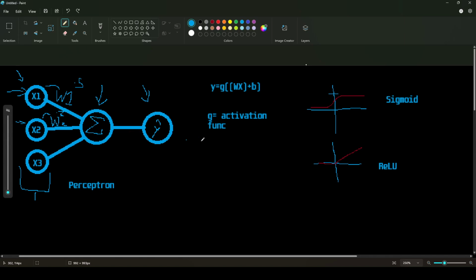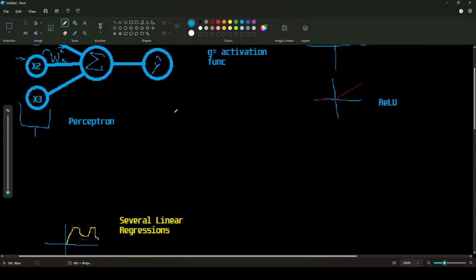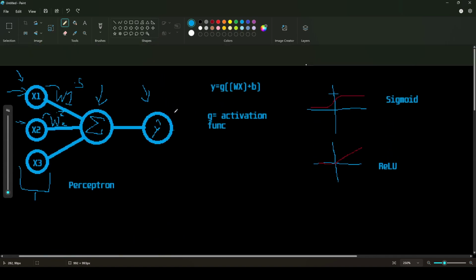So this is a perceptron. If you know what a neural network looks like, you can see some similarities. This is pretty much like a linear regression. Okay, wait, we're going to save that for a little bit.